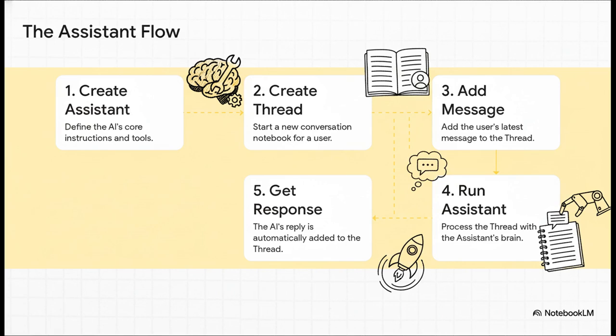So when you put it all together, the flow is actually super simple but really powerful. First, you create your assistant, the brain, and a thread for a user, the notebook. Then you add the user's message to that thread. And here's the magic. You run the assistant. That run processes everything and then automatically adds the AI's reply right back into that same thread. The memory stays perfectly intact and you barely had to do a thing.